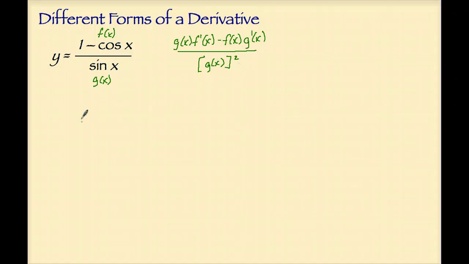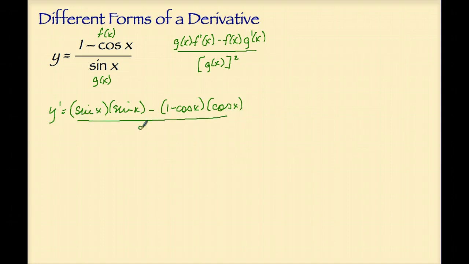Another thing to memorize. So our derivative will be the denominator times the derivative of the numerator. Since the derivative of 1 is 0, we just need the derivative of negative cosine x. The derivative of cosine is negative sine. So negative negative sine gives us a positive sine x, minus the numerator function times the derivative of the denominator function, which is cosine x. All of this over sine squared x.